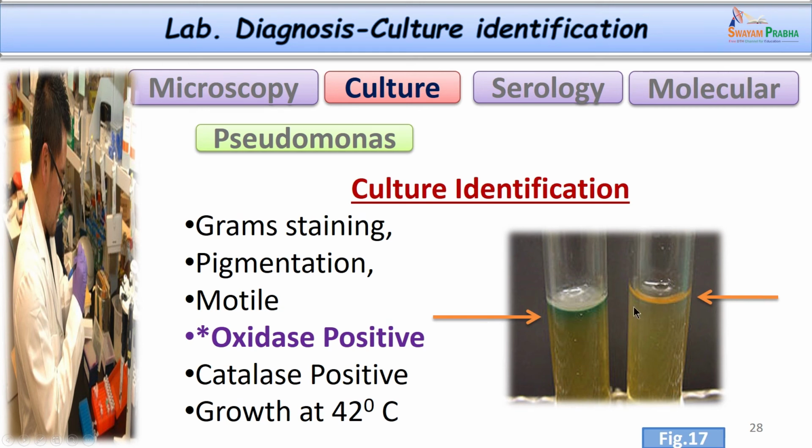Here you can see the pyorubin pigment. Once we have grown the organisms, again we are going to confirm their morphology by gram staining. We can record the pigments being produced. Typical odor, it produces fruity odor.